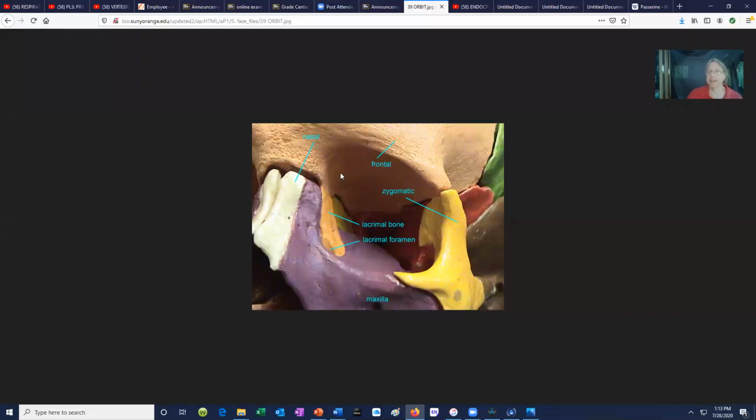So notice that the orbit is quite complex. Not only are there bones of the cranium, the frontal, the sphenoid, and the ethmoid, which help to compose it, but also bones of the face, the zygomatic, the maxilla, and the lacrimal bone help to enclose the orbit. Not all of the nose is bone. There's cartilage and then dense connective tissue. But there are two small facial bones called the nasal bones, which compose the bridge of the nose, which one can see here as well.